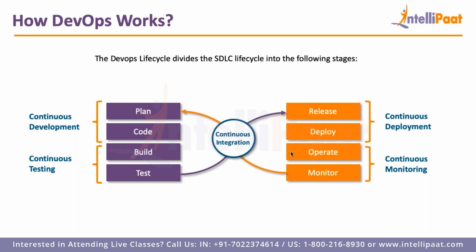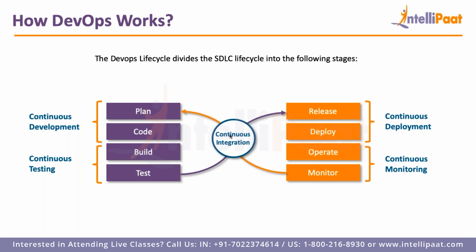So this is the DevOps methodology. It's almost the same, but let's see what differences we can see over here. The plan and code stage is called continuous development. The build and test stage is called continuous testing. The release and deploy stage is called continuous deployment, and the operate and monitor stage is called continuous monitoring. So what are continuous development, continuous testing, continuous deployment, and continuous monitoring? Let's go ahead and understand.